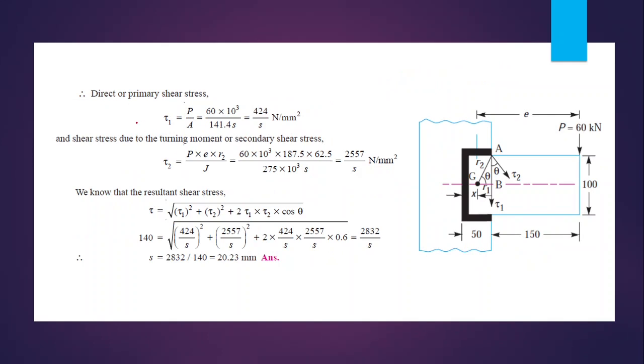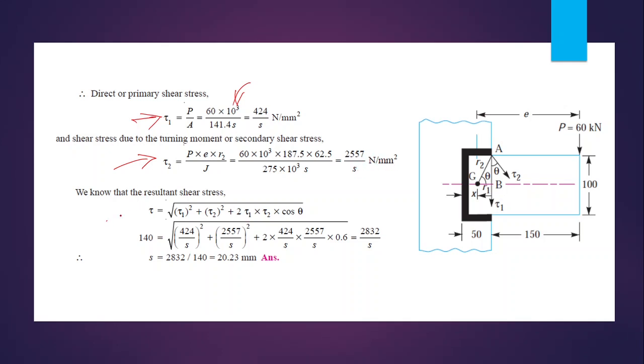Okay, then the direct or primary shear stress tau 1 is equal to P by A. We already have this value of P, 60 into 10 raised to 3. Then divide by A, that's equal to 424 by S Newton per mm square. Then the shear stress due to the turning moment, or secondary shear stress, is equal to P into E into R2 by J. We have already found out the values of each term, then we can substitute those values here. Then tau 2 is equal to 2557 divided by S Newton per mm square.